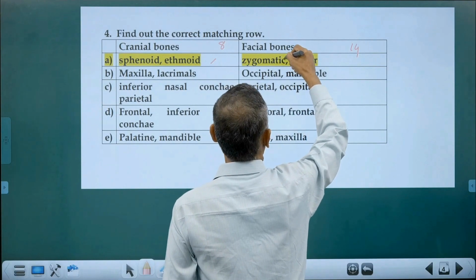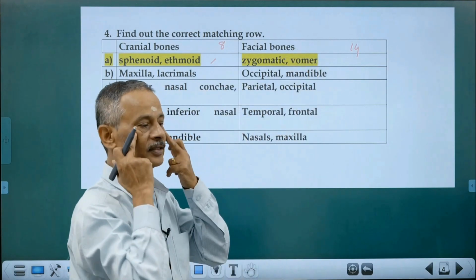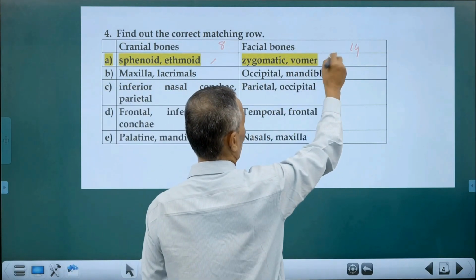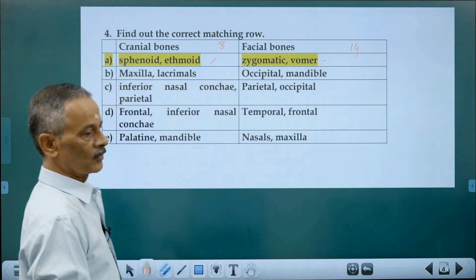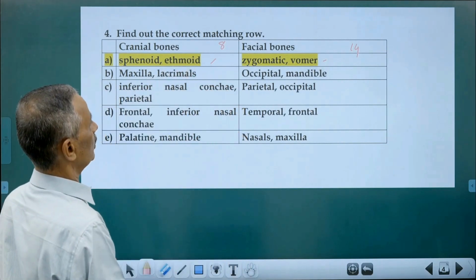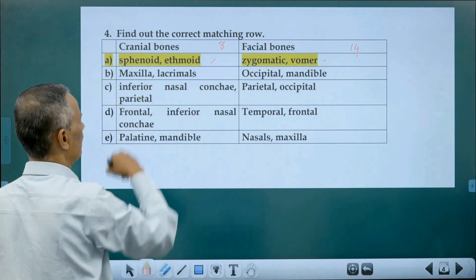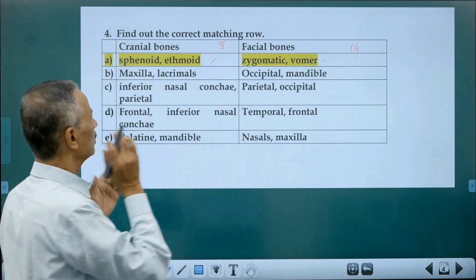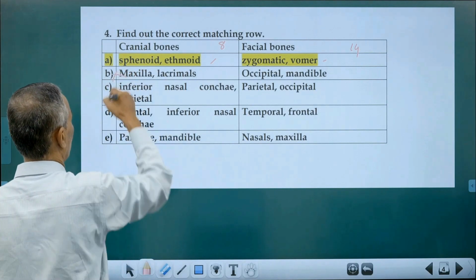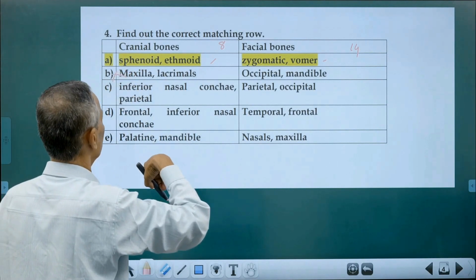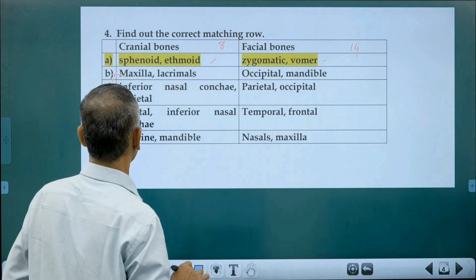Now, zygomatic, the large bone, and vomer, the single one, are part of the facial bones. That's correct. Maxilla is the upper jaw bone. It is not a part of the cranium, it is part of the facial. So, this we can omit.